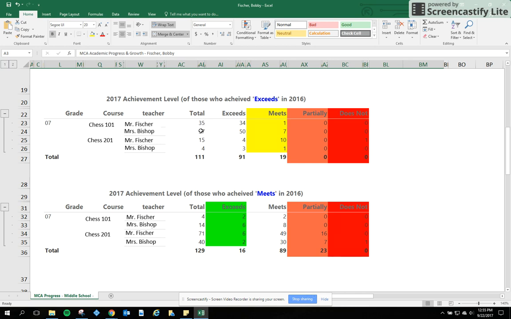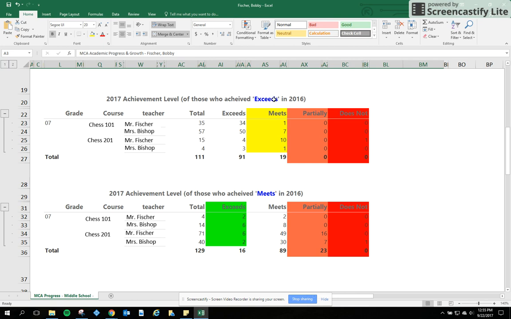Mrs. Bishop had a lot more students who came into her class or classes who exceeded. She had 57 kids. How did those 57 fare? 50 of them exceeded when she had them, and 7 of them met when she had them. And those are for the Chess 101 classes. You could then look at the advanced section and see how Mr. Fisher's kids did, who he had in his class.